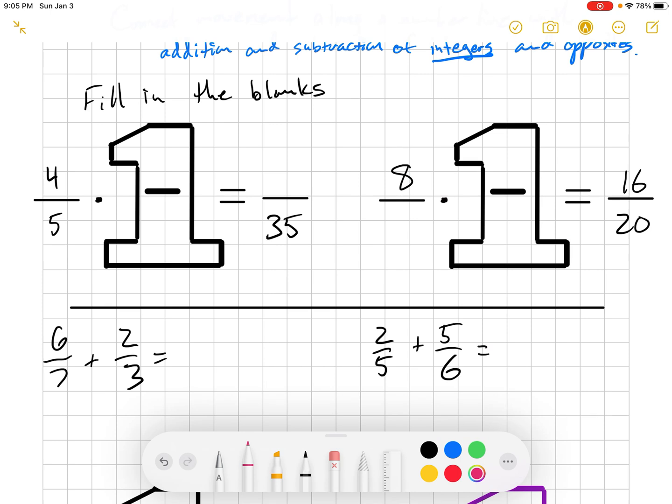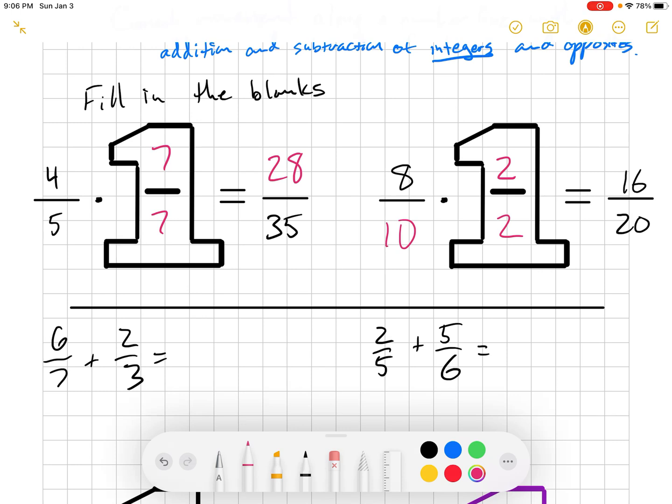5 times what number is 35? That's 7. This has to be a giant 1, so it's 7 over 7. 4 times 7 is 28. There we go. 4/5 is an equivalent fraction to 28/35. And now we can do it with these giant ones here. 8 on the right. 8 times what number is 16? And that's a 2, right? 8 times 2 is 16. So to be a giant 1, this has to be 2, right? But some number times 2 is 20, and that has to be 10. 10 times 2 is 20, right?